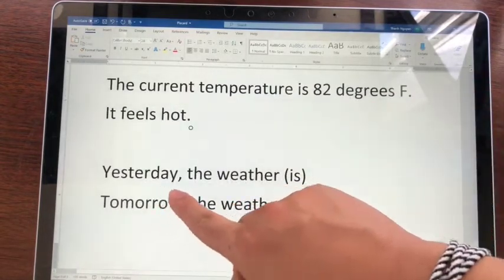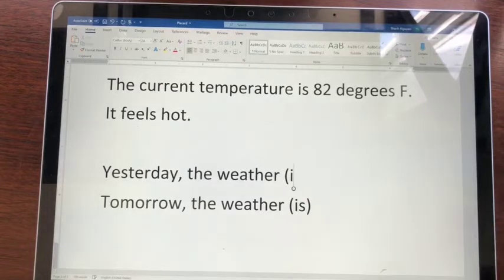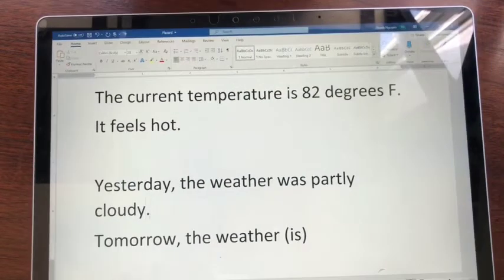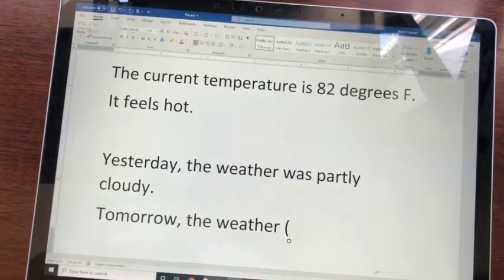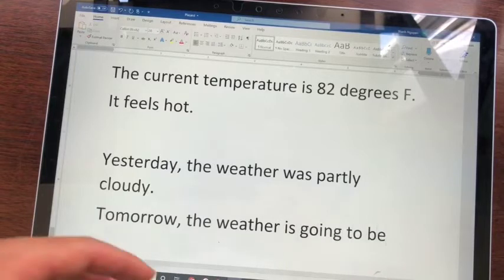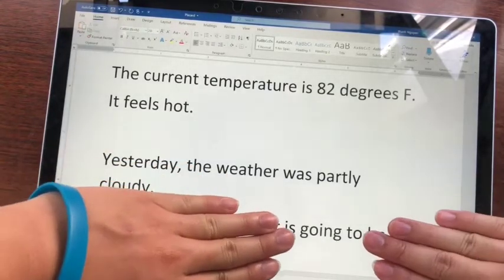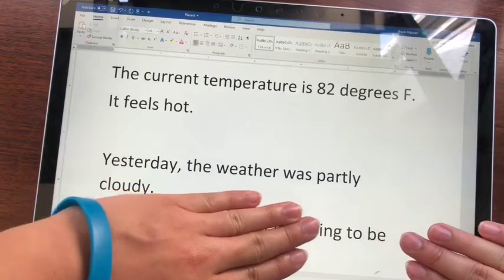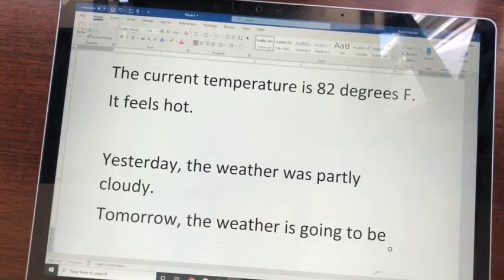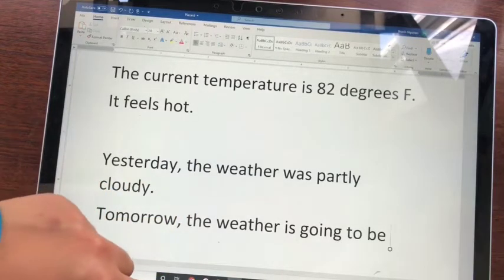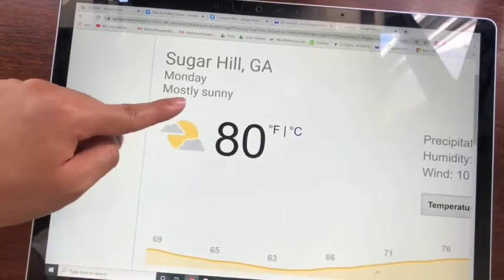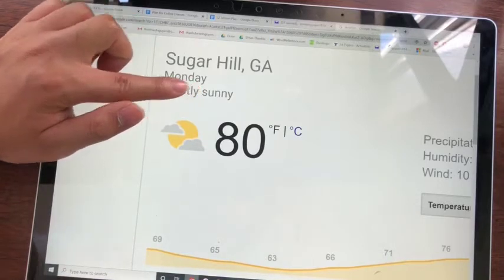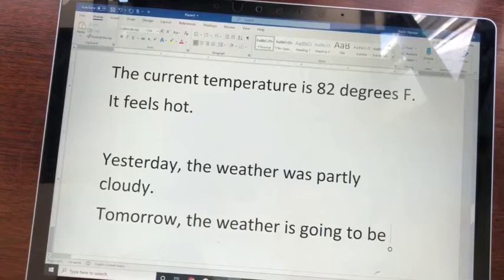Okay. Yesterday is in the past, so we say the weather was. Yesterday the weather was partly cloudy, like every day now. Tomorrow the weather, we can say will be or we can say is going to be. When we say to be going to, and the word after this expression is a verb, we know we're talking in the future. So tomorrow the weather is going to be, tomorrow is Monday, the weather is going to be mostly sunny. So let's just say sunny. Tomorrow the weather is going to be sunny.